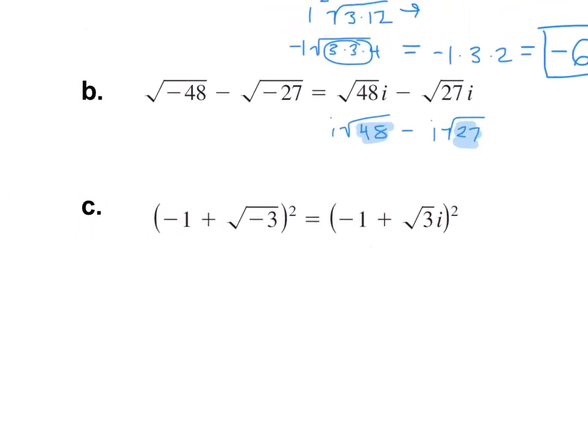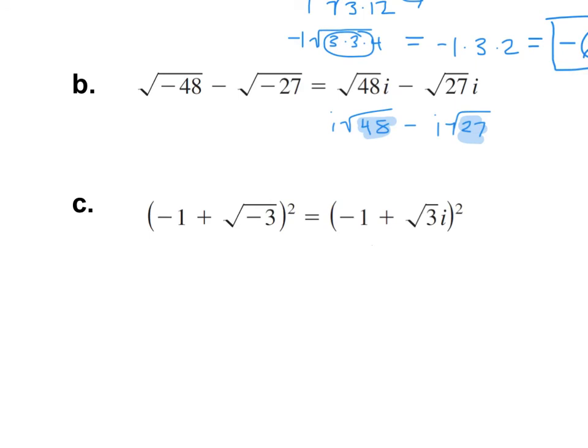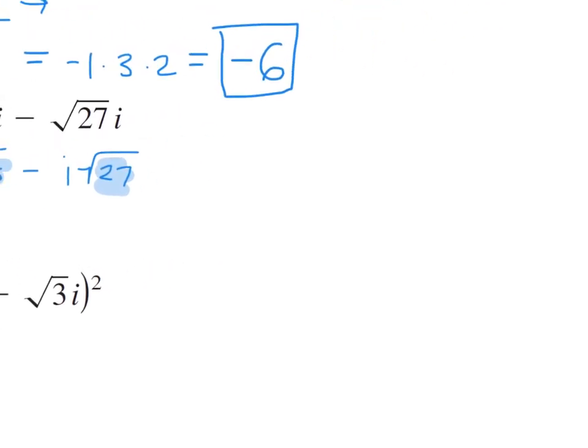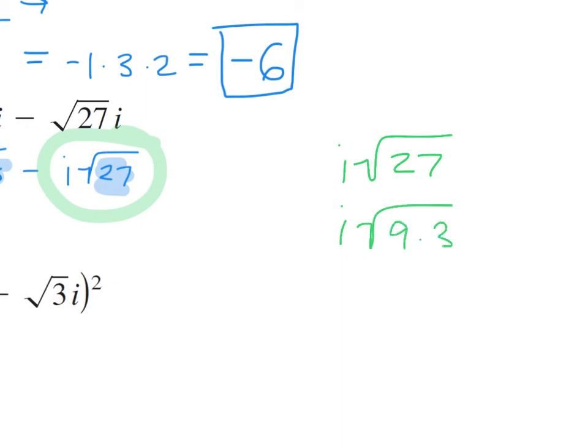And then, simplifying of square roots. If we have a number on the outside, do we combine that with the i? Yeah, so let's look at the second term here. If we have i square root 27, the square root of 27 would be 9 times 3. The square root of 9 is 3, so we would take out a 3.